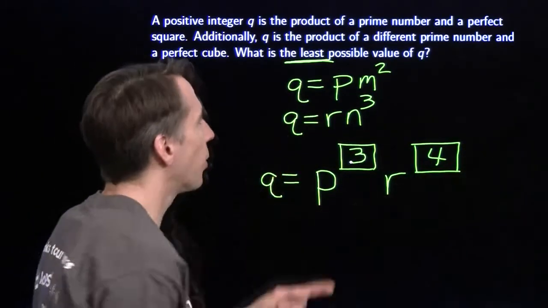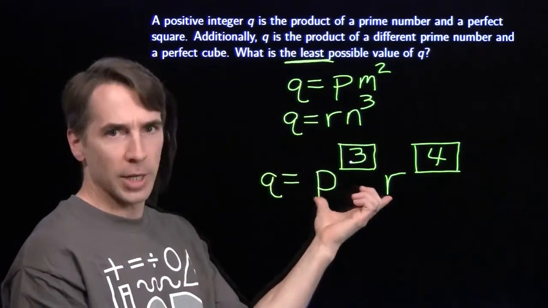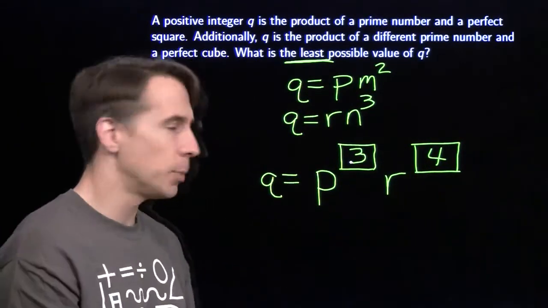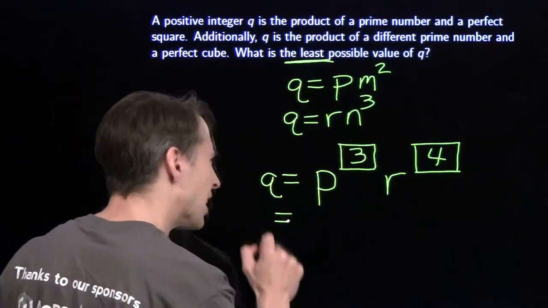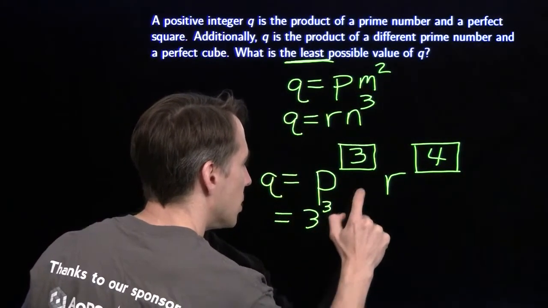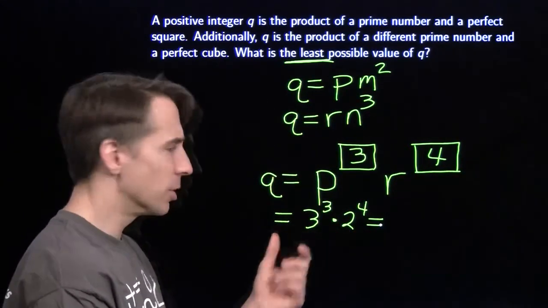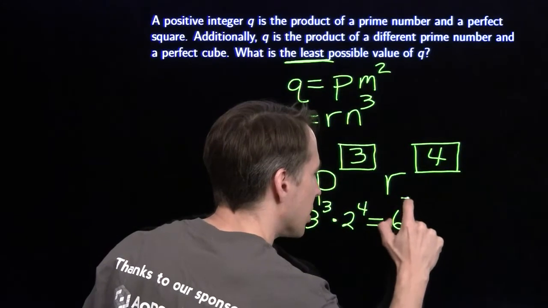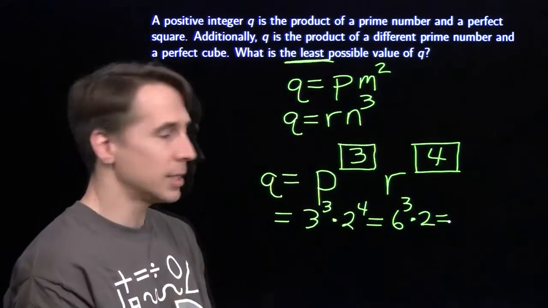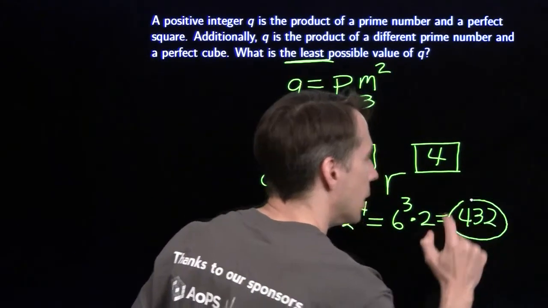I don't want to stick in any more primes because, again, I'm looking for the least possible value of Q. And then I think about what primes I actually want to stick in here. Of course, I'm putting in 2's and 3's. And I'm going to put in the 2 with the higher exponent. So the smallest I can make Q is 3 cubed times 2 to the 4th. Now I'm going to pair off 3 of these 2's and 3's. I'm going to write this as 6 cubed times 2. Because 6 cubed, that's 216. 216 times 2 is 432.